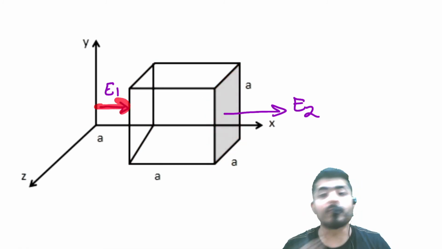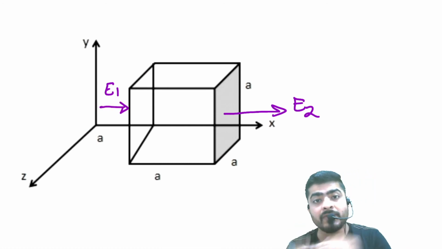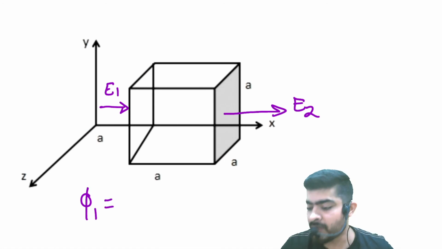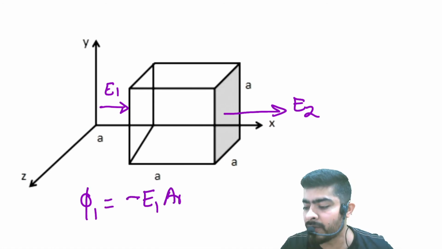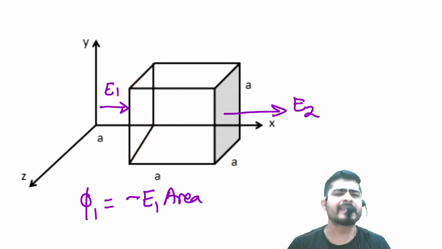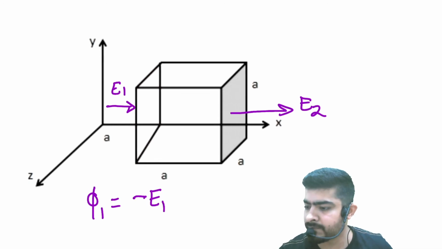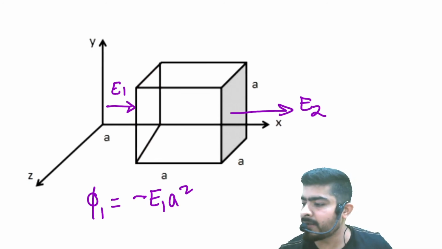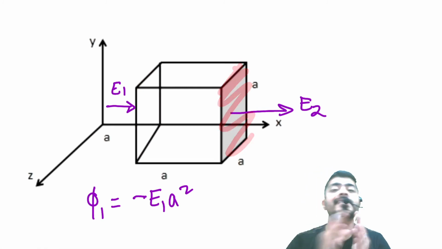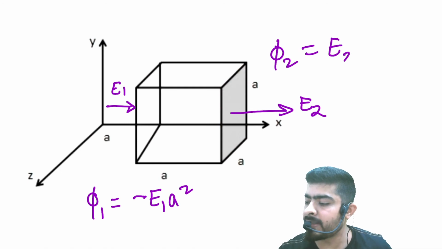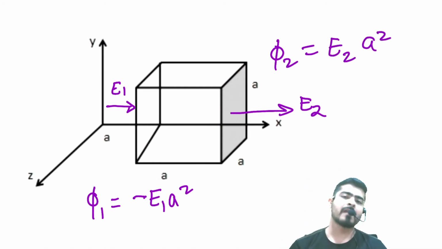Here electric field is going into the plane, inside the box, so flux is negative. So phi1 will be negative. I'll write down minus E1 into area. So what is the area of the square face? Obviously a square, so I'll write down a square. Similarly, for this face, electric field is coming out, so flux will be positive. So phi2 will be E2 times a square. Now just find the value of E1 and E2 and your question is solved.